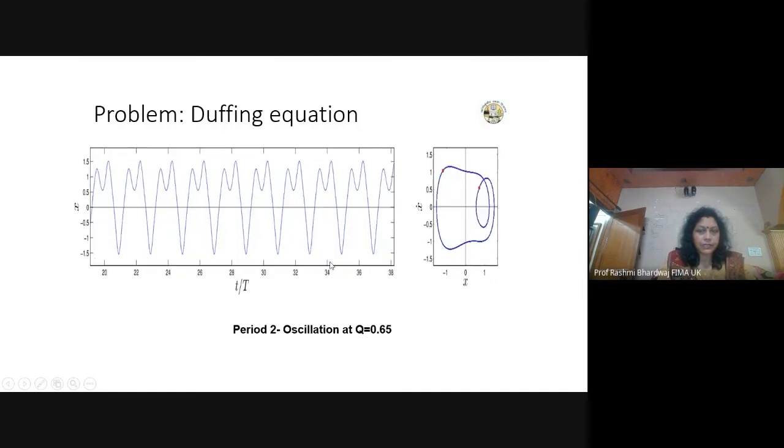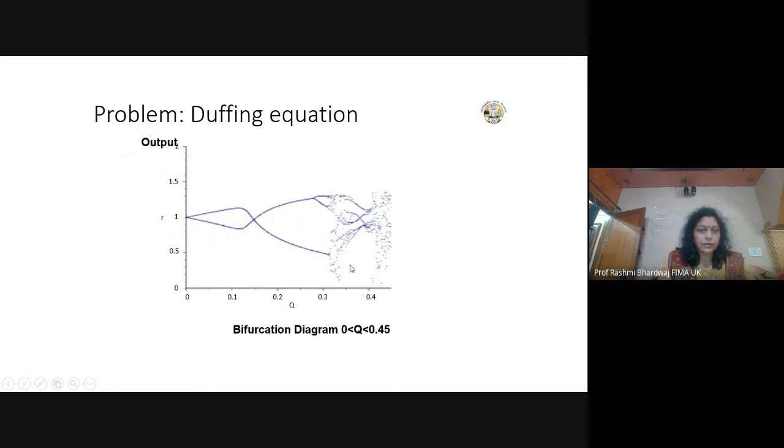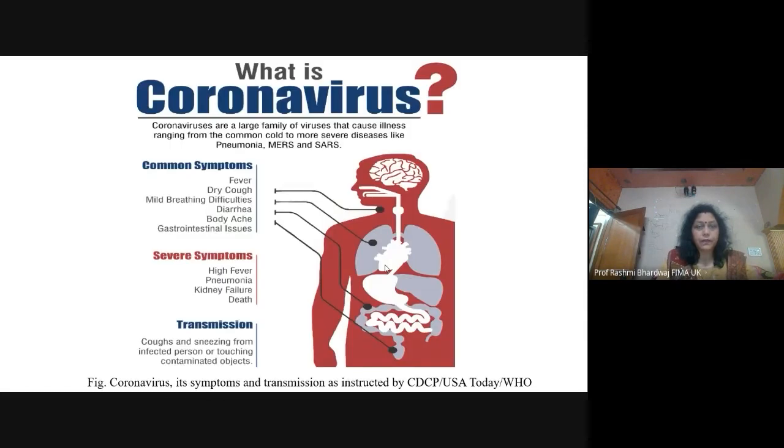Again, it is transformed to the two periodic. This is a Duffing equation bifurcation diagram, as this curve divides into 2, 2 to 4, 4 to 8, and like this. These are the different trajectories. All these plots are plotted in a MATLAB program, a simple program.